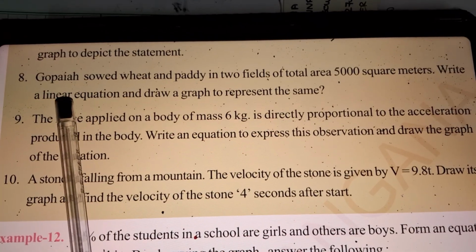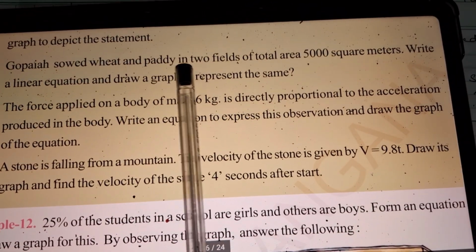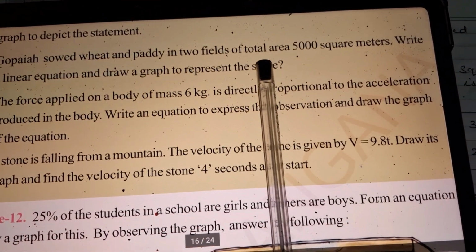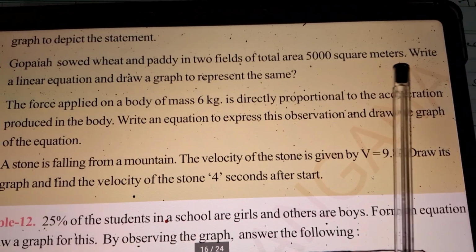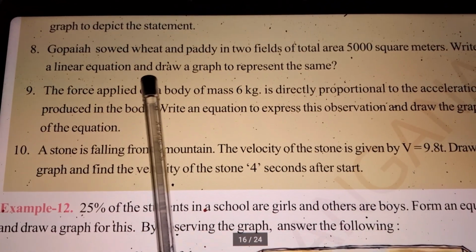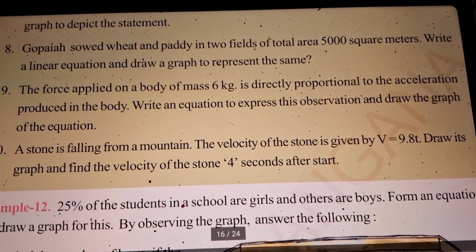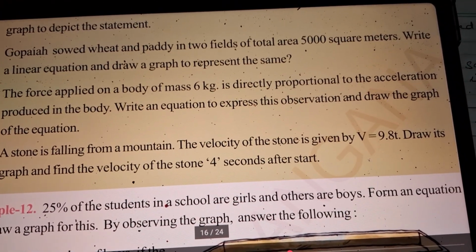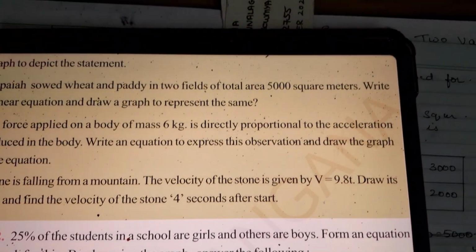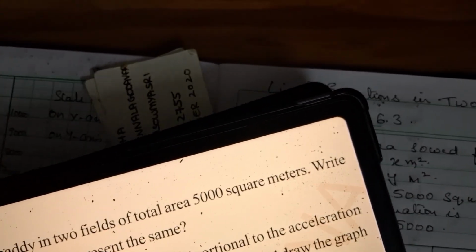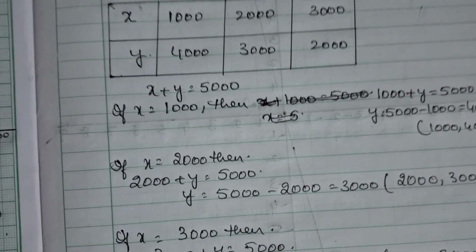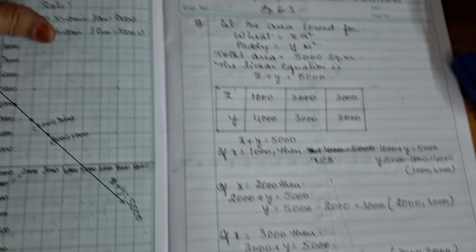8th problem, children. Gopaya sowed wheat and paddy in two fields of area 5000 square meters. Write a linear equation and draw a graph to represent the same. You have to draw a linear equation. The total area is given as 5000 square meters. So how does it have to be done? Let us see this.